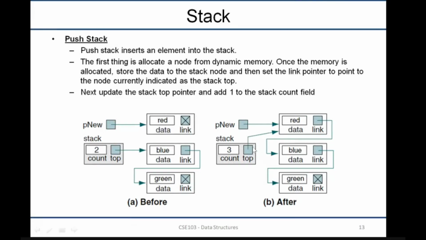See here, after the changes, top is pointing to red and red is pointing to blue. Now blue is pointing to green. So three data items are stored in the stack now. And the count must be updated by 1. Before insertion the count value is 2, and after insertion the count value is 3.